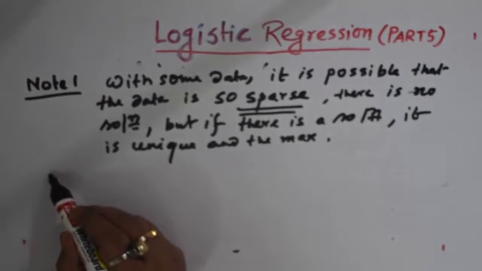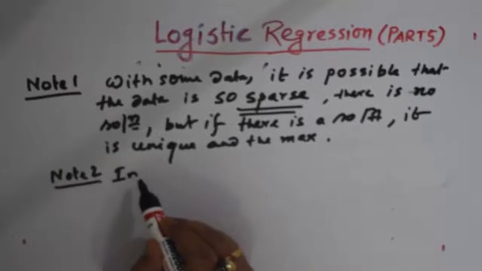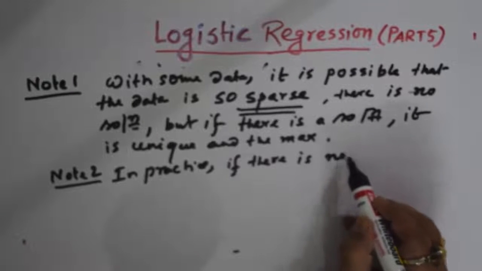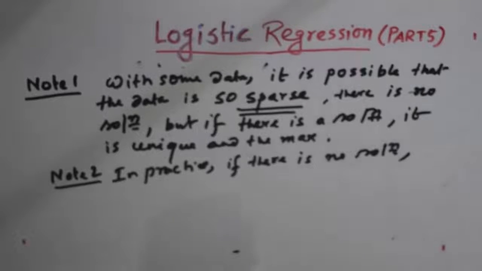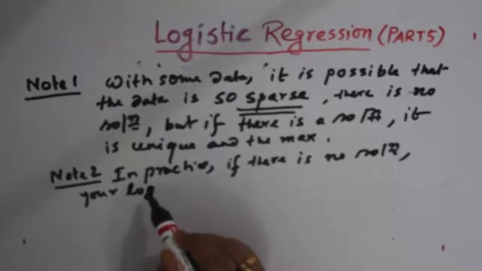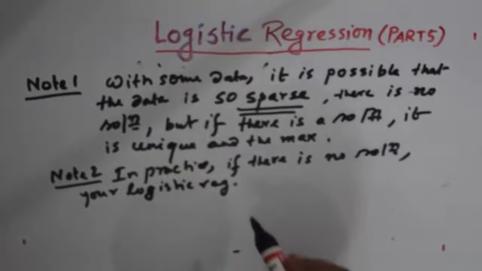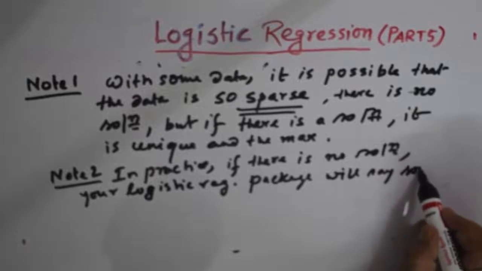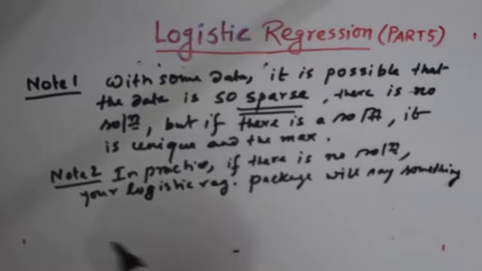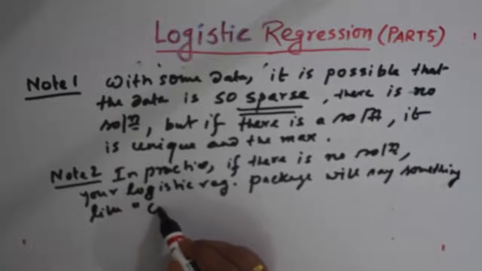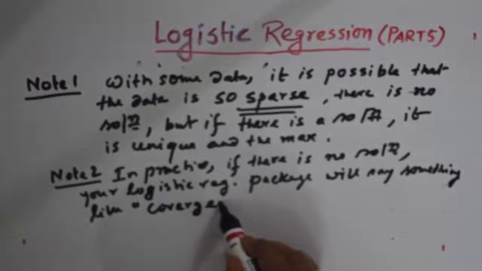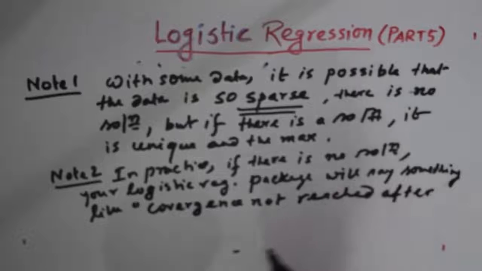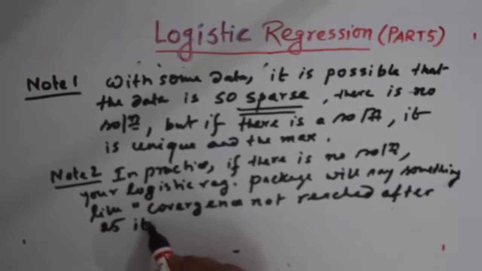Note 2: in practice, if there is no solution, your logistic regression package will say something like convergence not reached after 25 iterations.